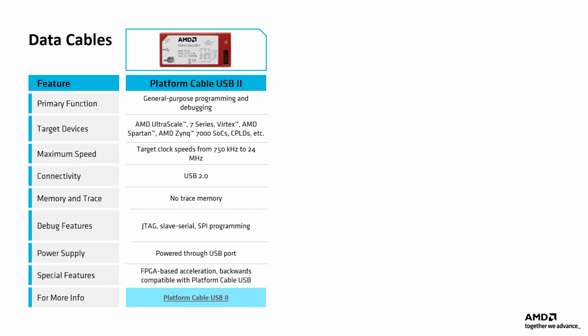The platform cable USB 2 is a general-purpose cable primarily used for programming and debugging. It supports a wide range of devices, including UltraScale, 7 Series, Virtex, Spartan, and Zynq 7000 SoCs. This cable operates with target clock speeds ranging from 750 kHz to 24 MHz. It uses USB 2.0 for connectivity. Debugging features include JTAG, slave serial, and SPI programming. It is powered through a USB port and offers FPGA-based acceleration while maintaining backward compatibility with the platform cable USB.